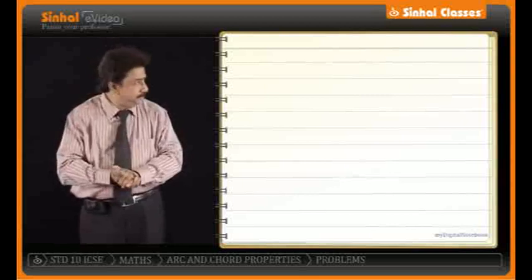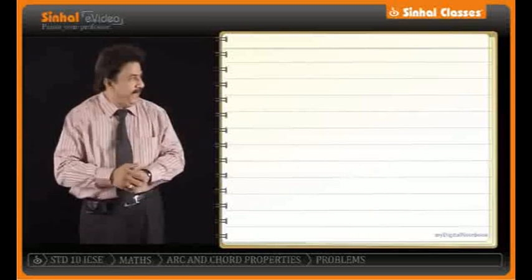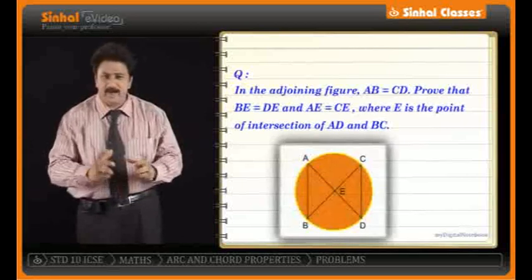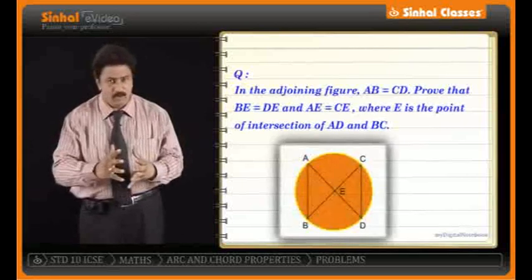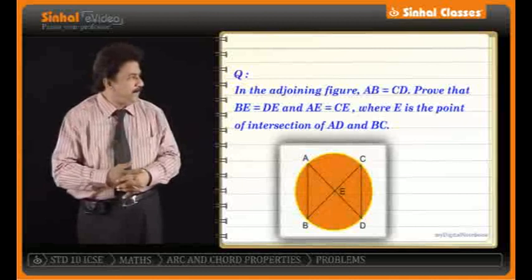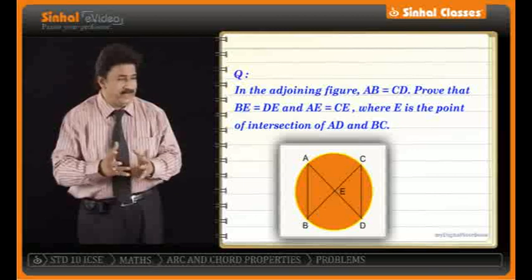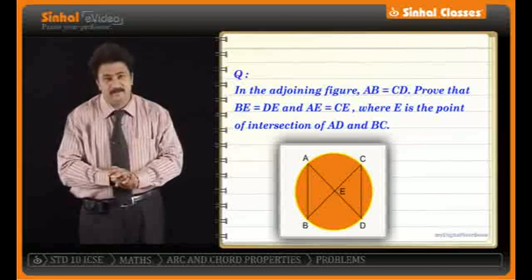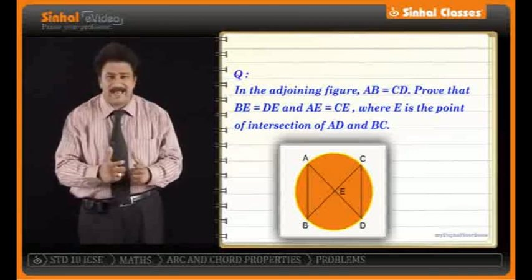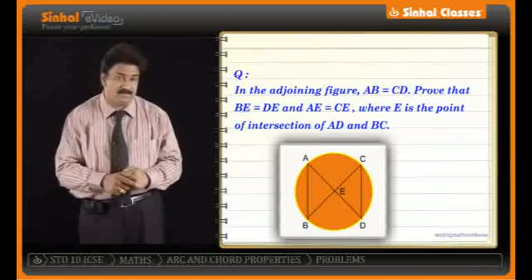See the sum, what is given? In the adjoining figure, AB is equal to CD. So there are two chords which are equal. What else? Prove that BE is equal to DE, okay? And AE is equal to CE. These are the two segments, the two sides of two different triangles.